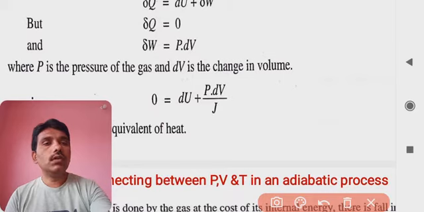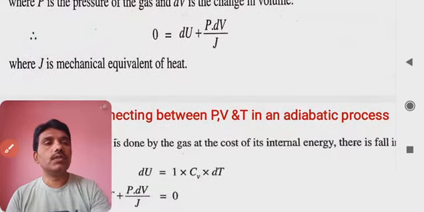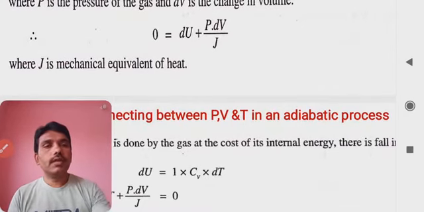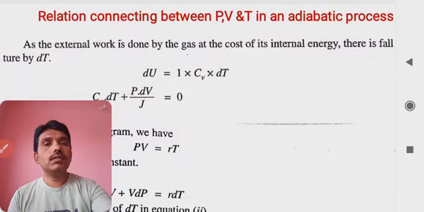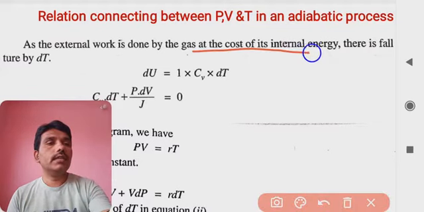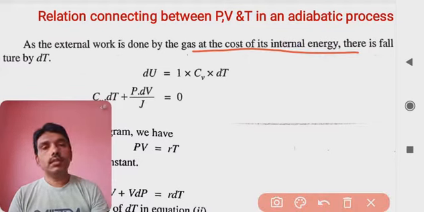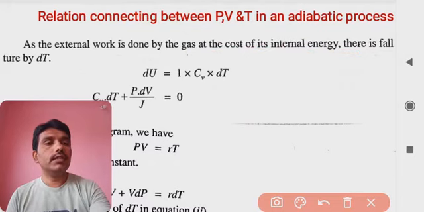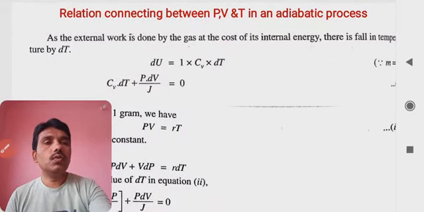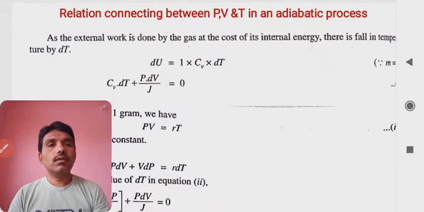So this is the adiabatic container, where the heat is not going outside. In that case, according to the first law, we have the relation dU plus PdV by J is equal to 0, where J is the mechanical equivalent of heat. As the external work is done by the gas at the cost of its internal energy, there is a fall in the temperature, and that's why the external work is done.